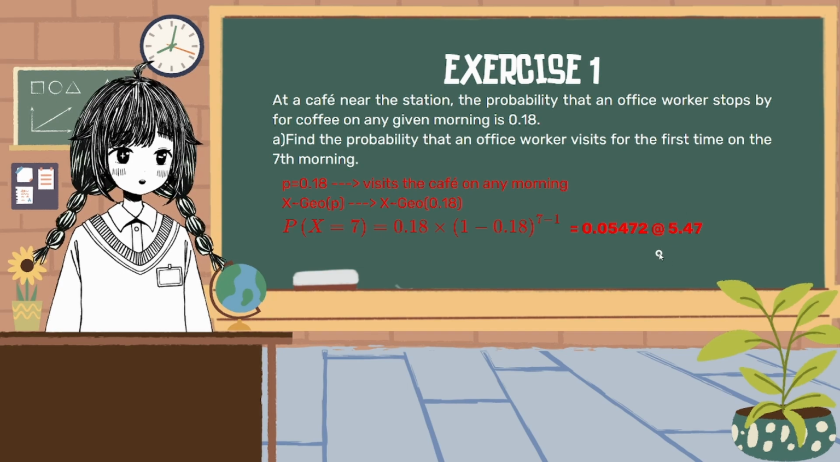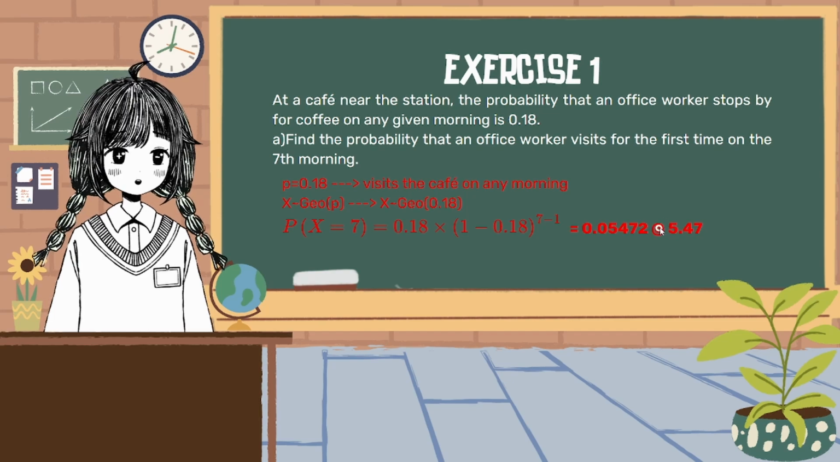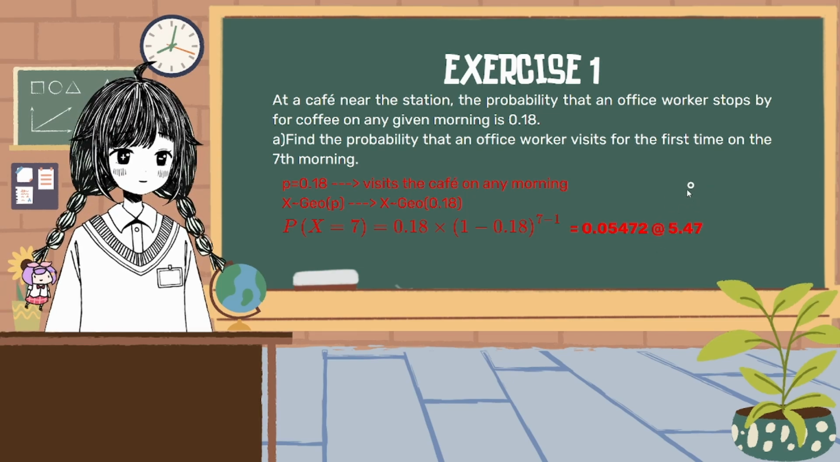So there's roughly a 5.5% chance that the first office worker visit happens exactly on the 7th morning.